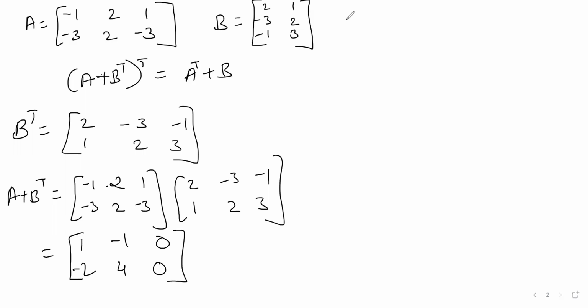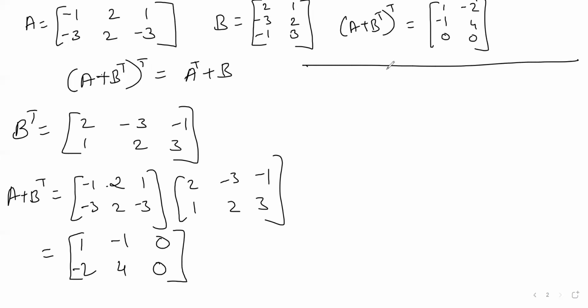Now the transpose of this, (A plus B) transpose, is 1 -1 0, -2 4 0. Now we'll do A transpose plus B. The LHS is done, now we will take the RHS. So what will A transpose be?